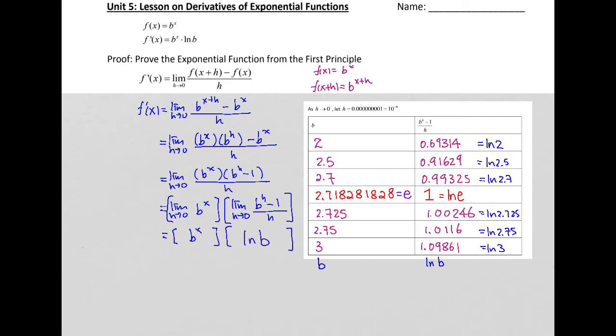So let's do a summary. Given f(x) equals b to the power x, then our differentiation will be b to the power x ln b. However, when your base b becomes e, then I can write like this. f(x) equals e to the power x, then our differentiation will become e to the power x ln e. However, we do know ln e is 1, so we can simplify this equation to e to the power x times 1, which is e to the power x.